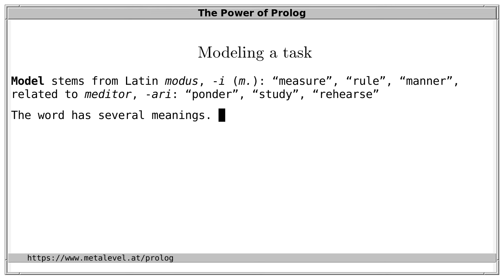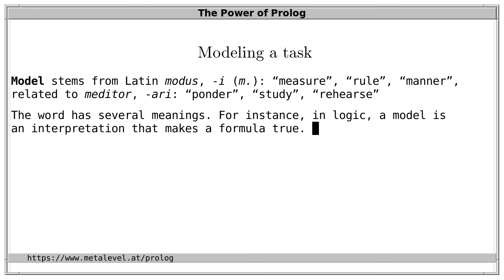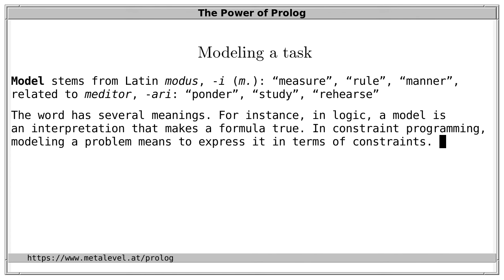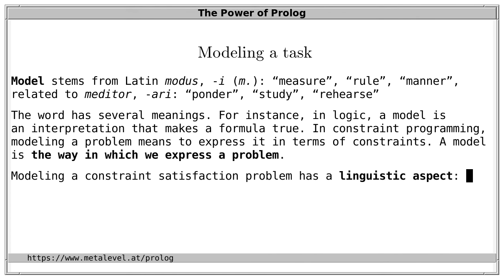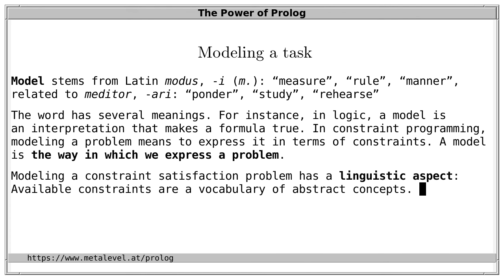And model has several meanings. For instance, in logic, a model is an interpretation that makes a formula true. Or as another example, a statistical model is a set of assumptions, a theory about sample data. And in constraint programming, modeling a problem means to express it in terms of constraints. So a model in constraint programming is the way in which we express a problem. And there's a linguistic aspect to this. We can think of the available constraints as a vocabulary of abstract concepts.